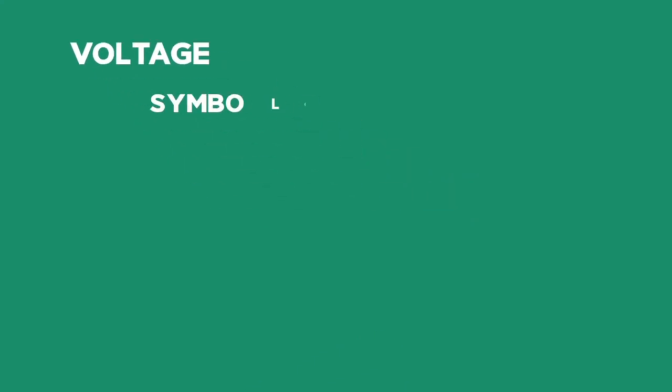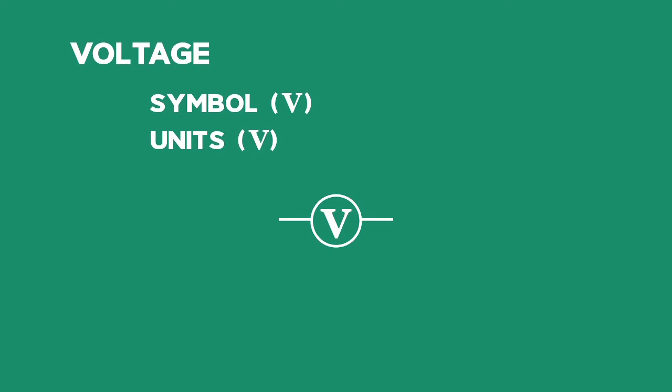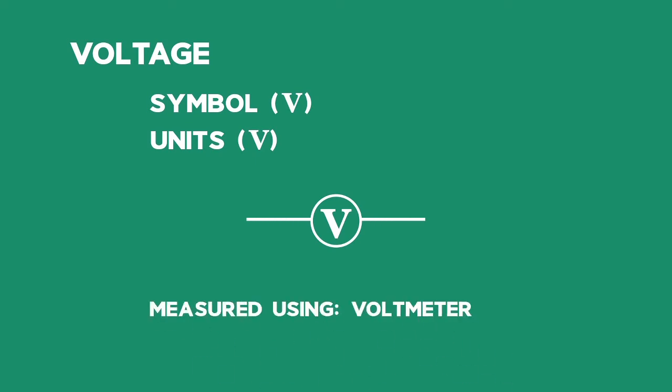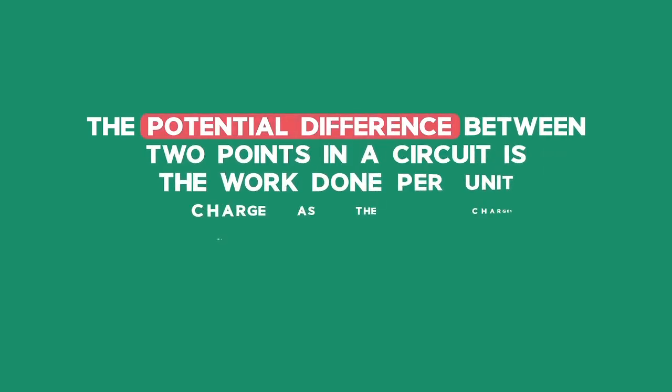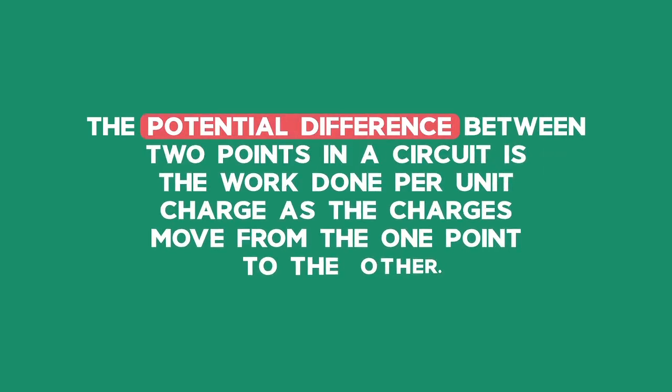This electrical potential difference, symbol V, is measured in volts, symbol V, also using a voltmeter connected in parallel across the ends of the circuit component. The potential difference between 2 points in a circuit is the work done per unit charge as the charges move from the one point to the other.